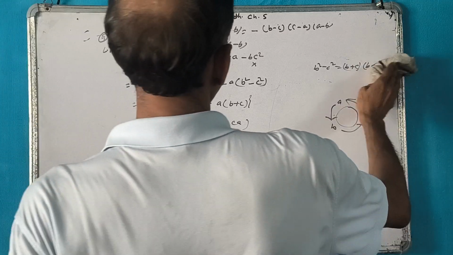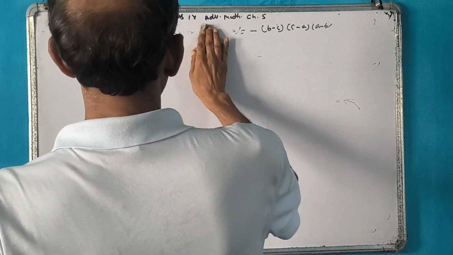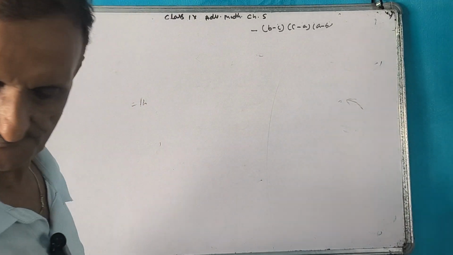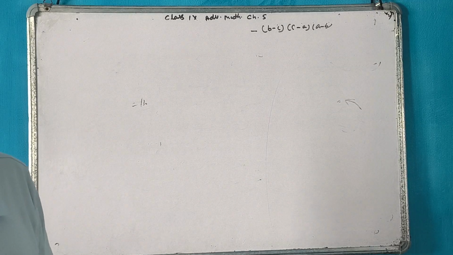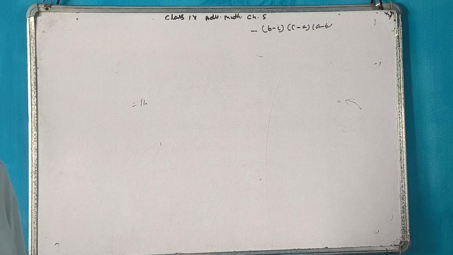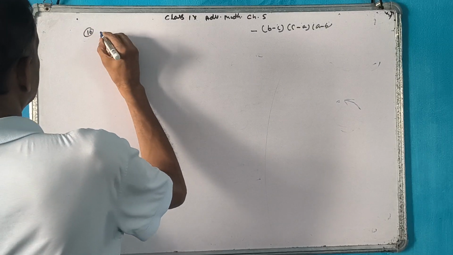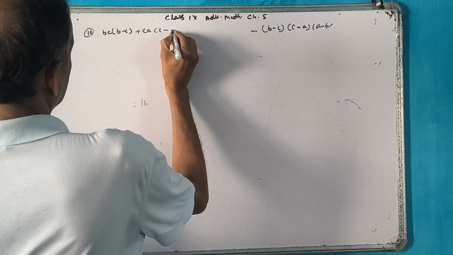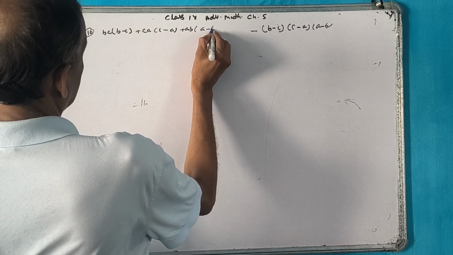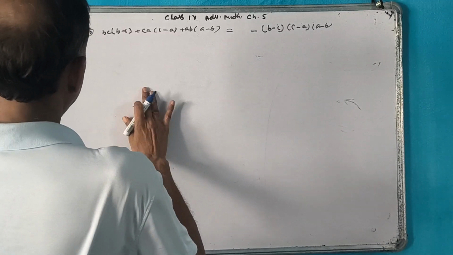Then another one also. Next number is number 10. BC into B minus C plus CA into C minus A plus AB into A minus B is equal to, formula is same. Okay. So start the proof.